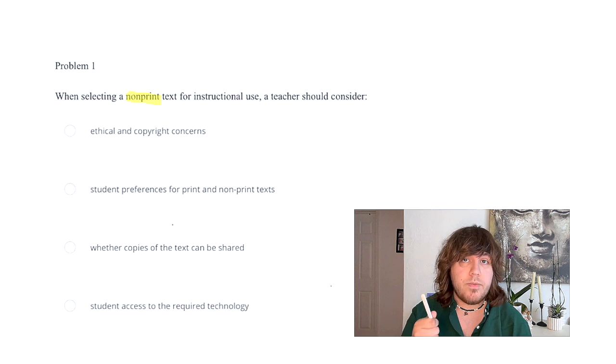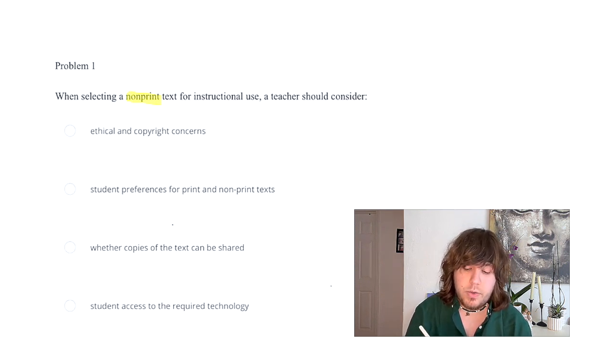You as a teacher, if you're using a text for instructional purposes, you don't have to worry about copyright. That falls under what we call free use. So I'm going to go ahead and cross that answer choice out.